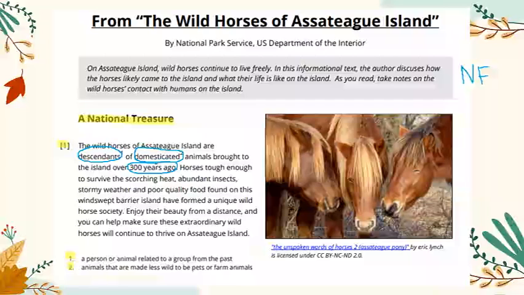Horses tough enough to survive the scorching heat. Oh, okay. Abundant insects, that does not sound fun to me at all. Stormy weather, so I'm thinking storms, and poor quality food found on this wind-swept barrier island have formed a unique wild horse society. Interesting. It says enjoy their beauty. So the author here is saying that they're just beautiful, and I can see in that photograph they are. Enjoy their beauty from a distance, and you can help make sure these extraordinary wild horses will continue to thrive on Assateague Island.